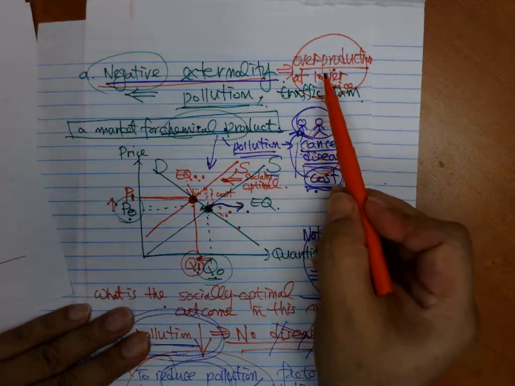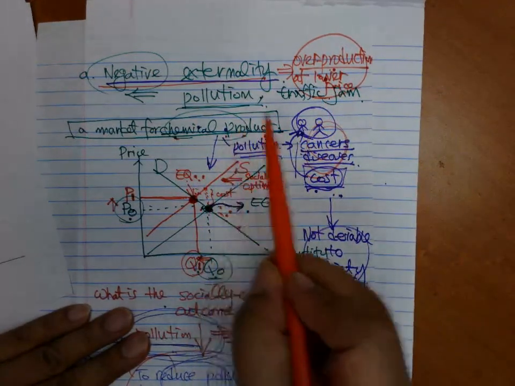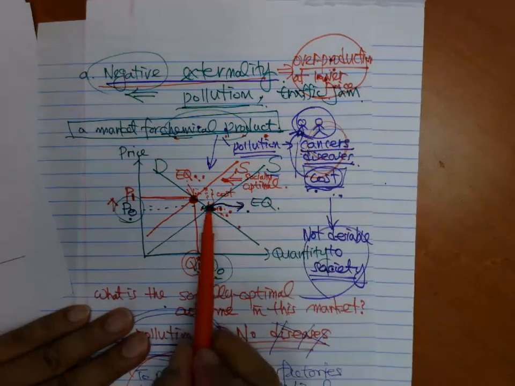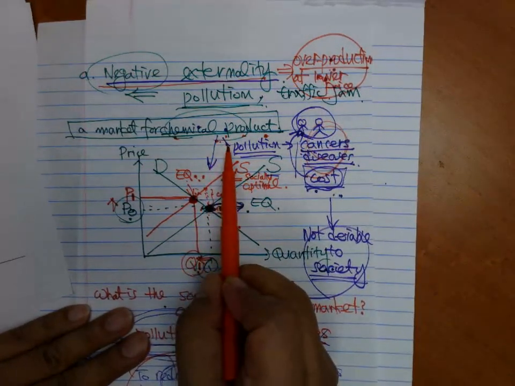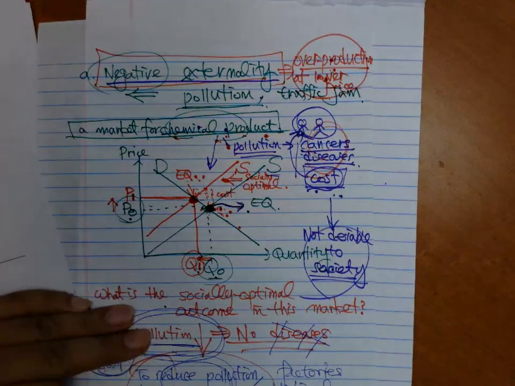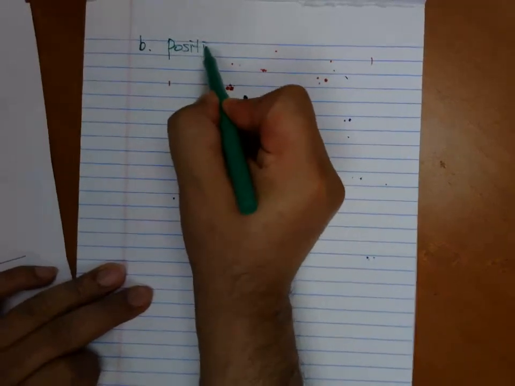If we have negative externality. Do you get it? Okay. So now, let's talk about positive externality. Then what is positive externality? This is the case there is a benefit external to the market. Okay.